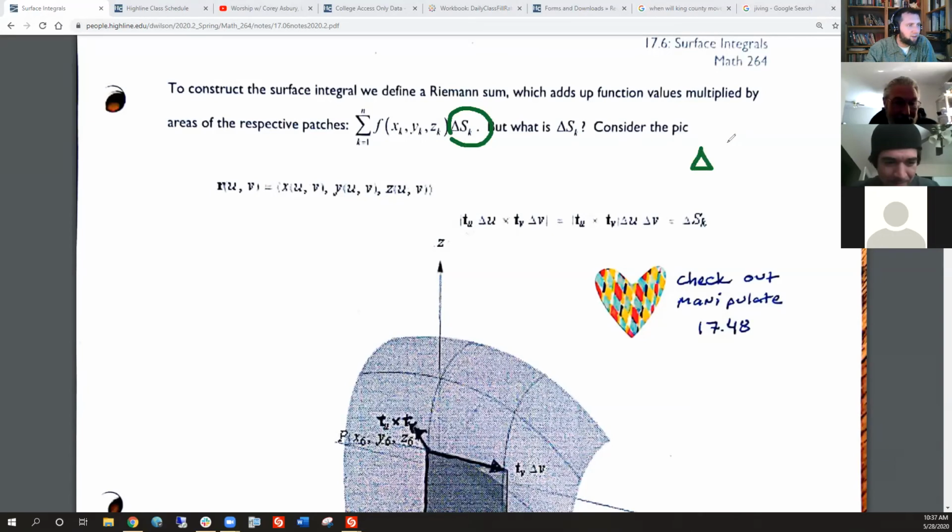And you might think to yourself, wait a second, we've done delta S before. Ah, but we did delta little s. In that case, it was representing arc length, not surface area.